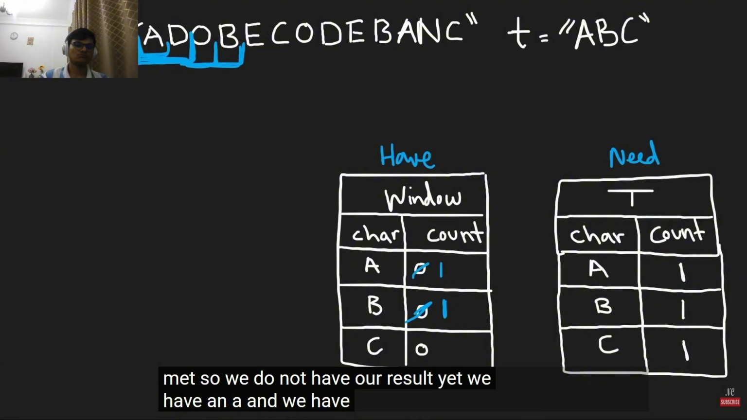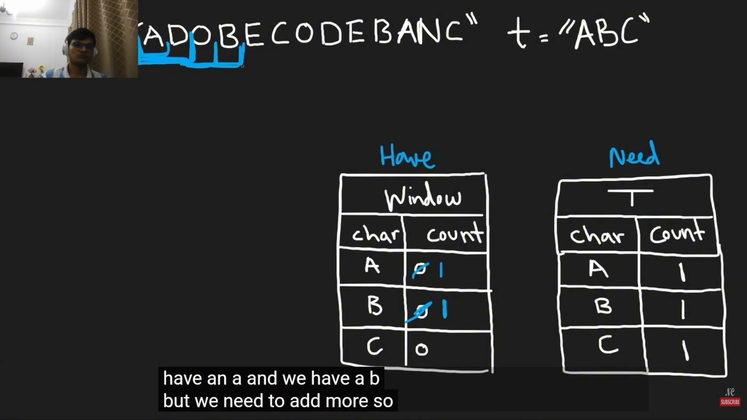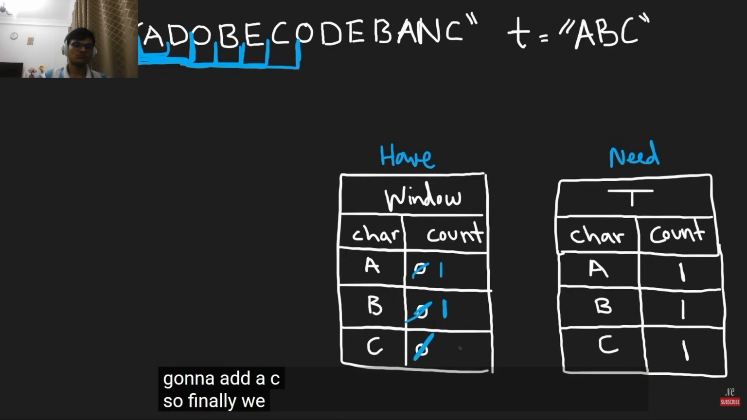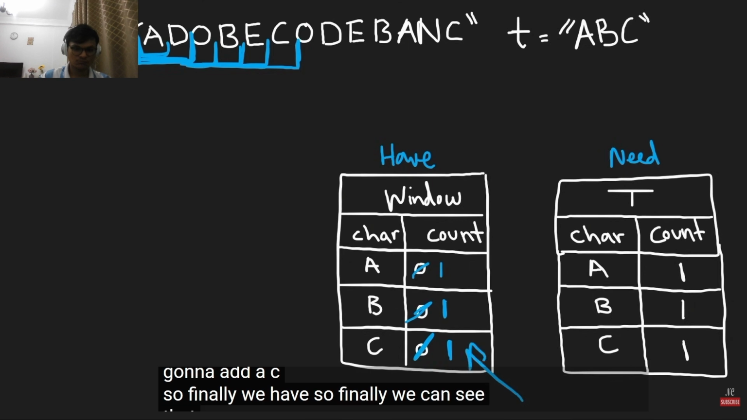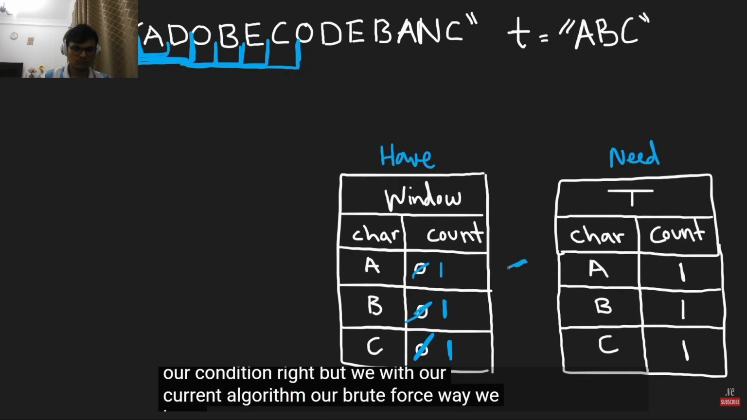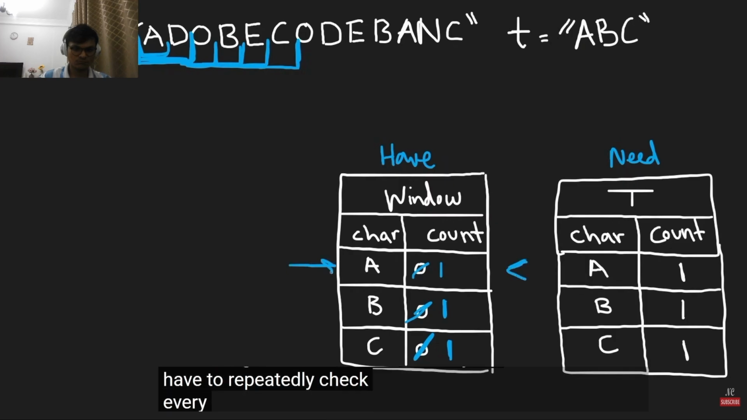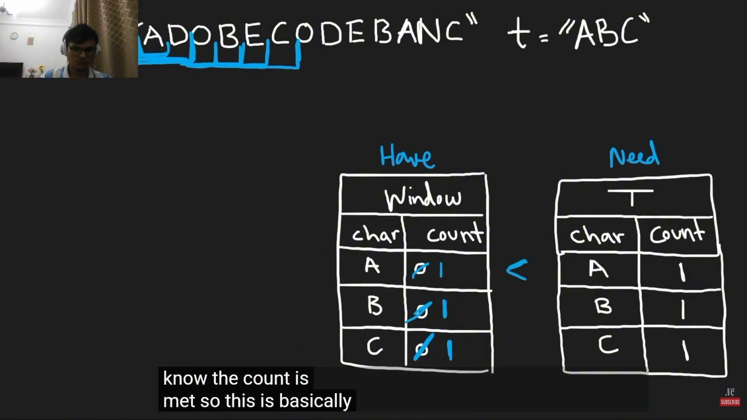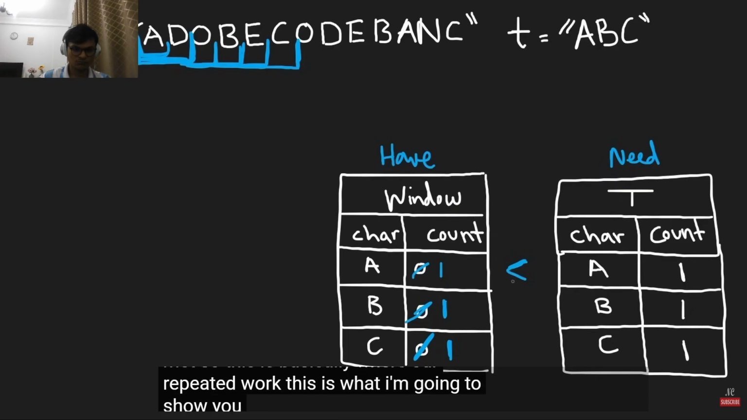We have an A and we have a B, but we need to add more. So now we're going to add an E, which we don't really care about. We're going to add a C. So finally we can see that we met our condition, right? But with our current algorithm, our brute force way, we have to repeatedly check every one of these, even if we already know the count is met. So this is basically where our repeated work is. This is what I'm going to show you how to eliminate.